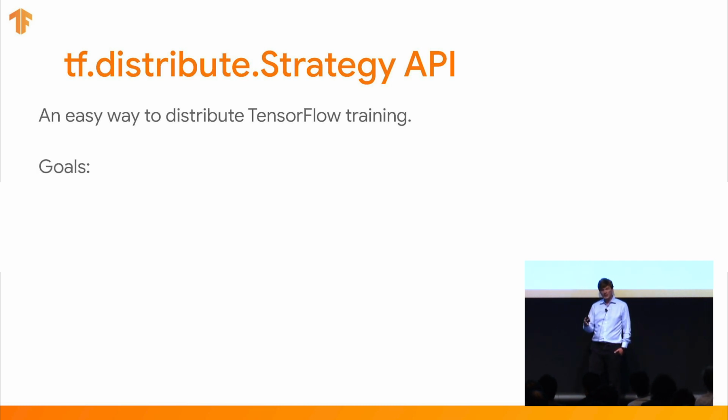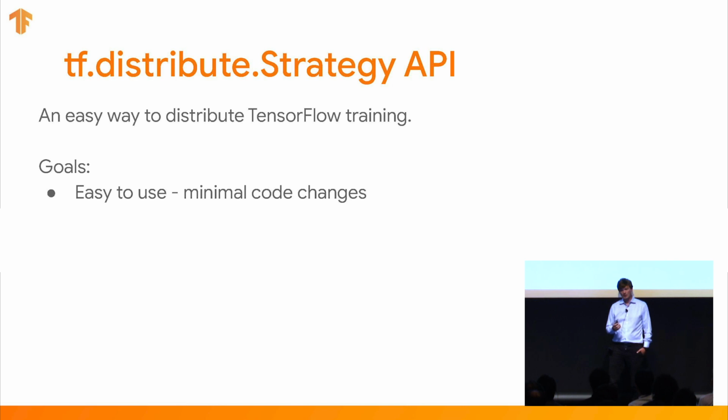There are 3 main goals that the distribution strategy API has. First of all, it should be easy to use. What this means is that it should be possible for you to create your input pipeline and your model, assuming that it's going to run on one device. And then with minimal code changes, be able to deploy it to different architectures, either multiple GPUs on your workstation, or possibly even a cluster of workstations that either have GPUs or TPUs attached to it.